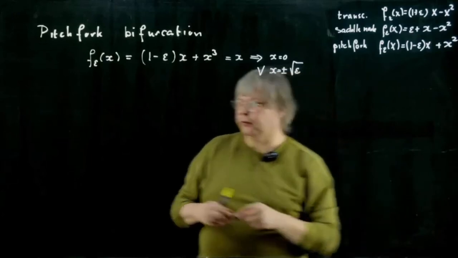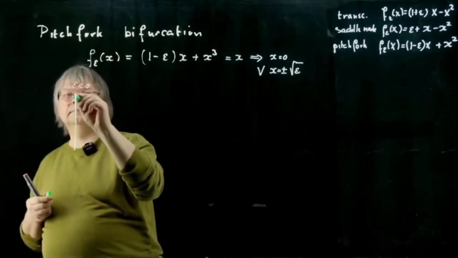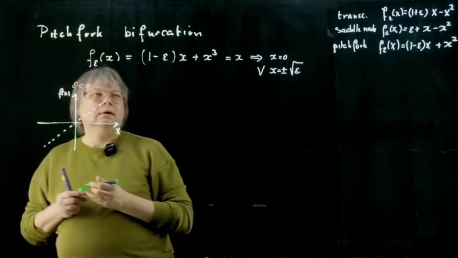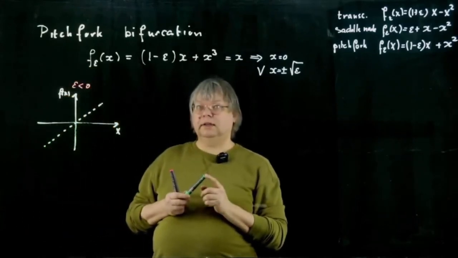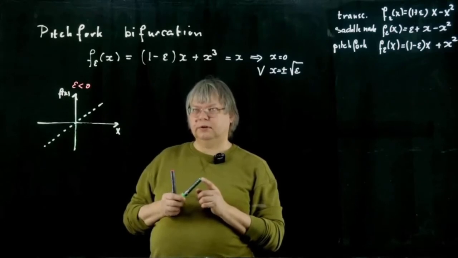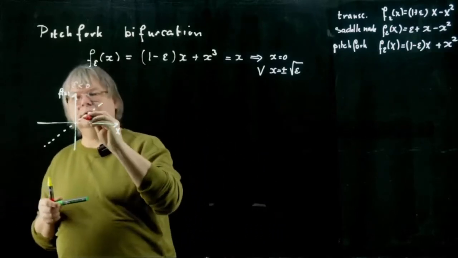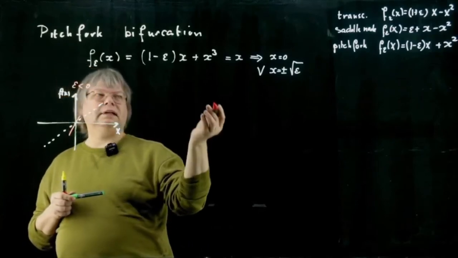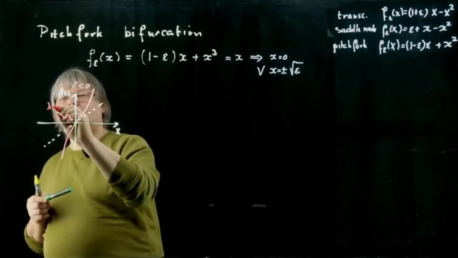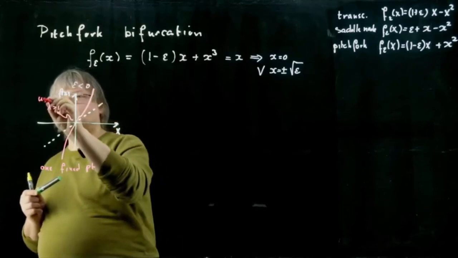Okay, we're going to do the three pictures again. Epsilon less than zero, x, f of x, diagonal. Okay, so when x is zero, it goes to zero, and the slope there is one minus epsilon. Epsilon is negative, so one minus epsilon is bigger than one. And that means it looks like this. And when x is positive, it only goes faster. So it looks like this. And here, lambda is bigger than one. So I have one fixed point. And it is unstable.